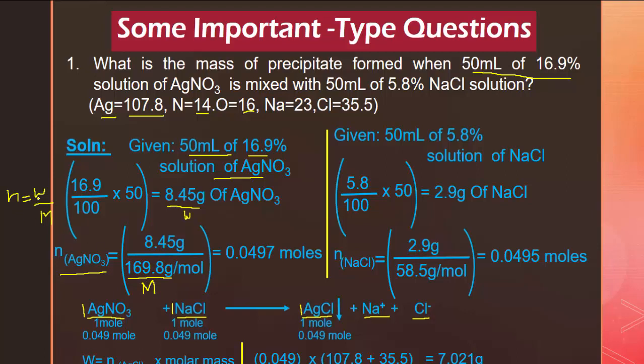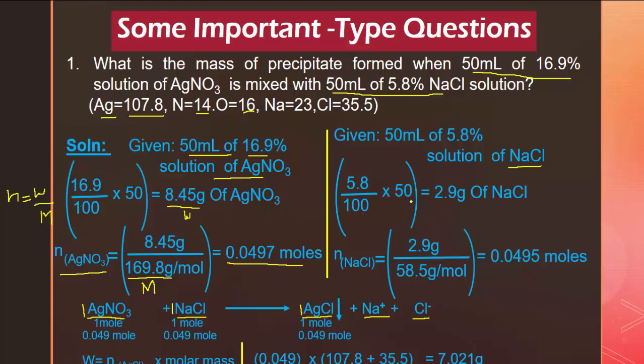As you know, n is equal to W by M. So W is 8.45 gram divided by M, 169.8 gram per mole. This gives us the value as 0.0497 moles. Similarly, we need to calculate it for NaCl as well. The value for NaCl is given here as 5.8% concentrated NaCl and 50 ml is its volume. So we need to find out W for NaCl. In the same way we are going to calculate as we did here.